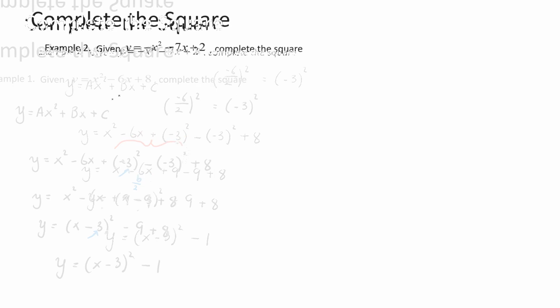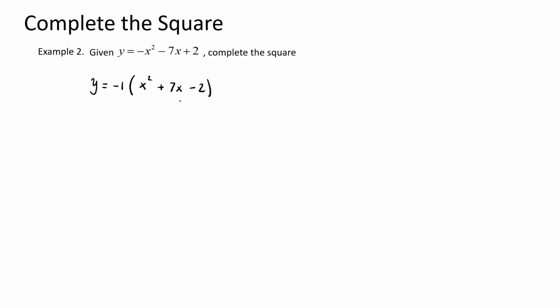Let's look at example 2. Given that y equals negative x squared minus 7x plus 2, once again, I want you to complete the square. One thing that you want to make a note of is you want to have your a be positive 1. So if you don't have positive 1, factor out the value if necessary, and then apply what we just talked about. It seems like we have negative x squared, so that's negative 1. So we're going to take out negative 1 from the equation. So we have x squared plus 7x minus 2.